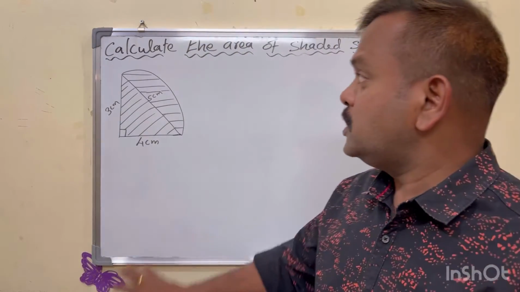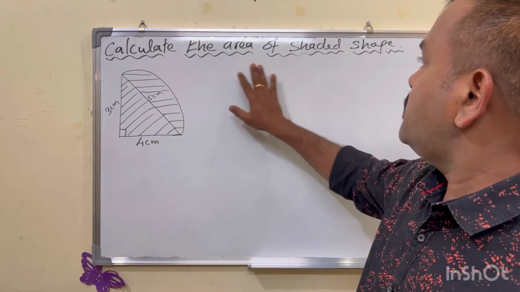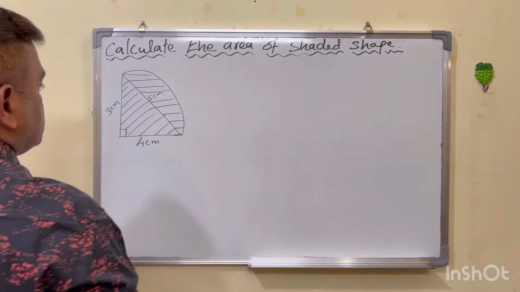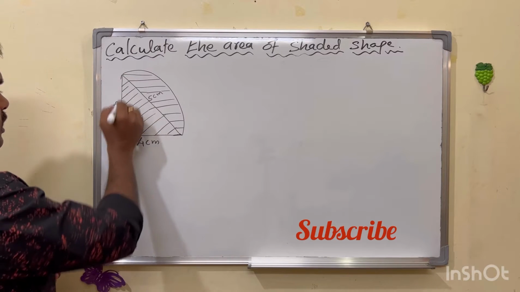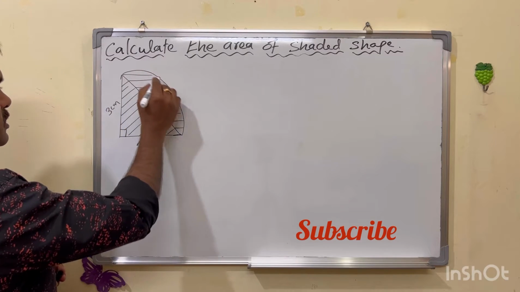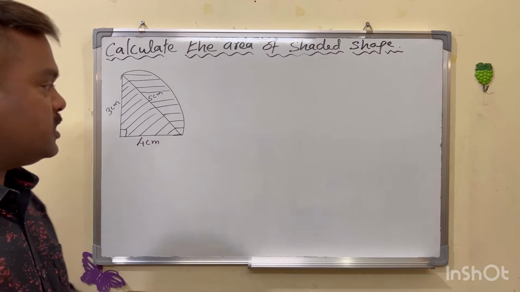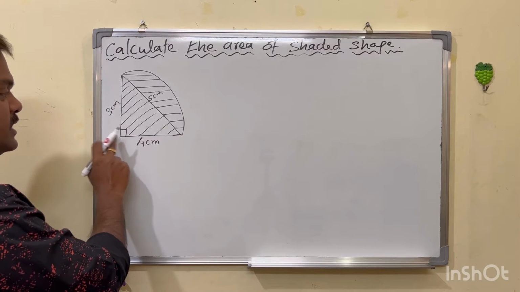In this video we are going to learn how to calculate the area of this shaded shape. First, check: this is a triangle. Look here, this is a triangle. And this is a semicircle. So this shape is a mix of one triangle and a semicircle. And moreover, this is a right angled triangle.